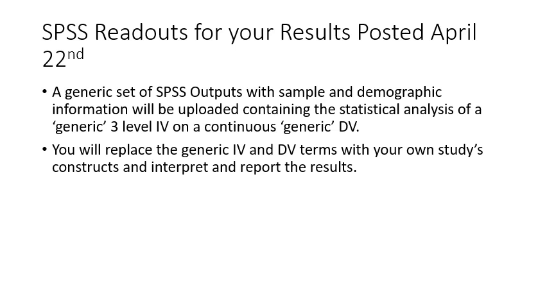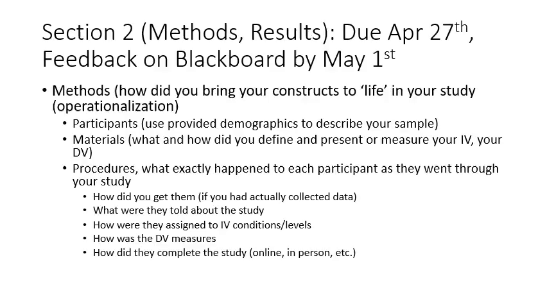And it will literally say generic DV. So when you're running your analysis, you're not running it, you're going to be interpreting these outputs. You'll basically paste in mentally, and when you write it, definitely within the paper, the actual levels of your IV and the actual name of your DV. And this will allow you to write your results section.